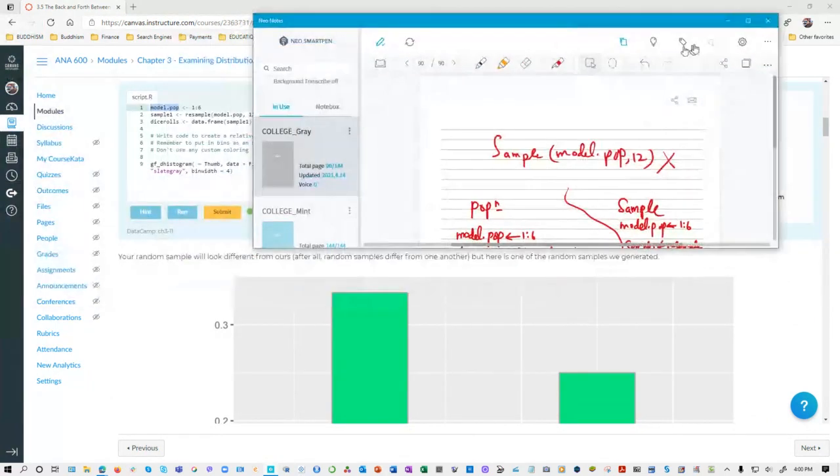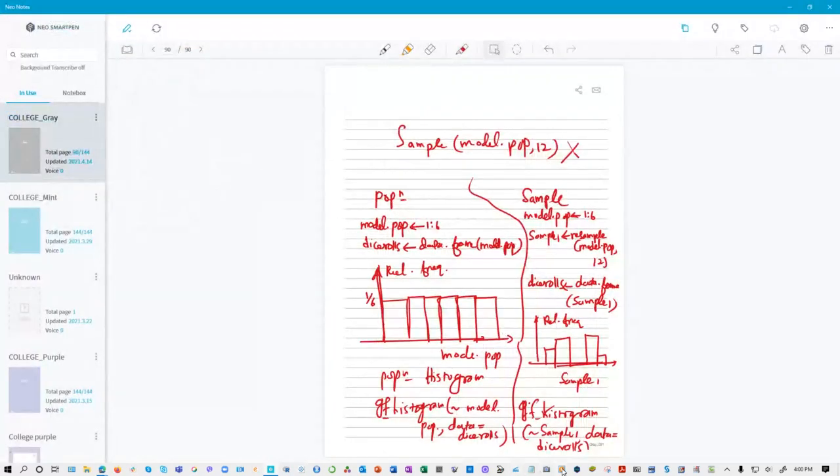This is what I was talking about. This one gf_histogram, this one gf_histogram. One for the sample data, dice rolls, the other one for the population, model.pop, the other one for the variable, data dice rolls, in both cases. Look at how they differ from each other. It doesn't even look like the population, but you can make it look like a population if you use a large sample.